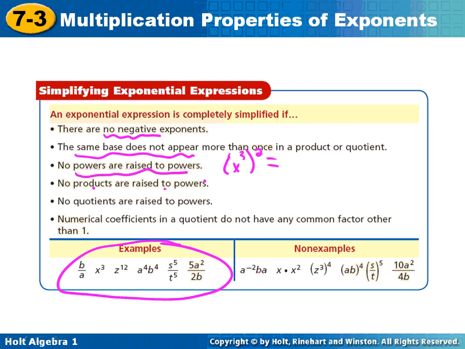And the non-examples: in this one I have a negative exponent, so that a squared would have to go in the bottom. Also, I have an a, so I'd have to put those together first. These two x's would have to be put together. This 3 and the 4 would have to be multiplied. This 4 would have to go to both of them. This 5 would have to go to both of them. And this quotient would need to be reduced.